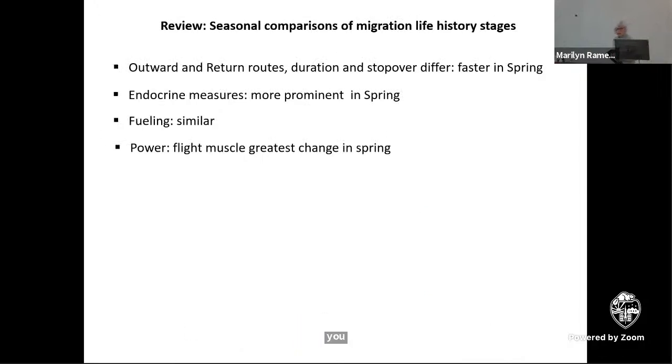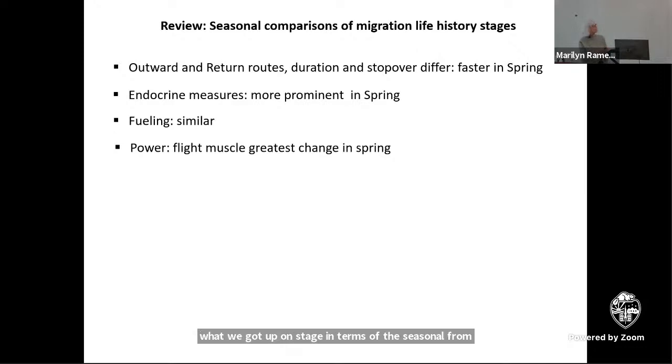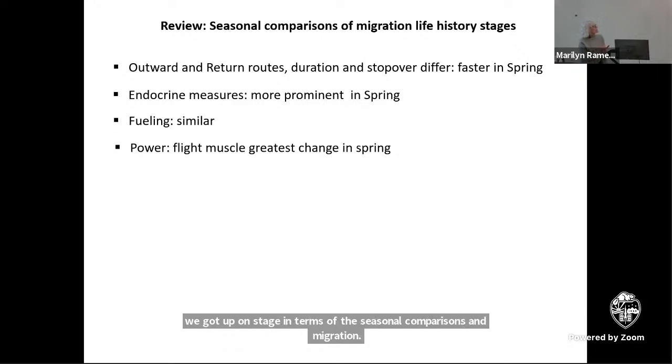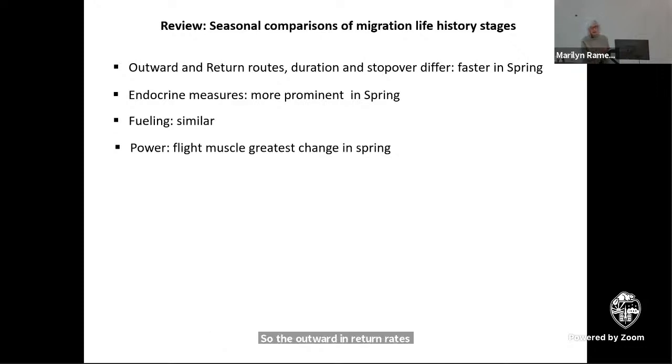So let's review what we got up to this stage in terms of the seasonal comparisons and migration. The outward and return routes, duration and stopover differ, and they're faster in spring. The endocrine measures are more prominent in spring than fall migration. Fueling seems to be similar. So it does make sense that if you're taking off on a long distance flight, you have to at least leave with good stores in place. And power flight muscle shows its greatest change during the spring.